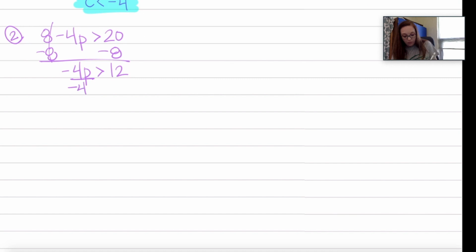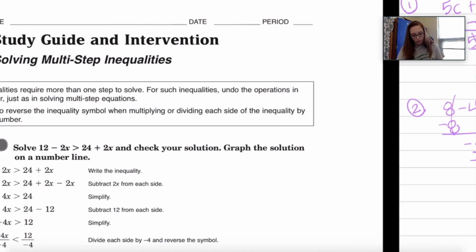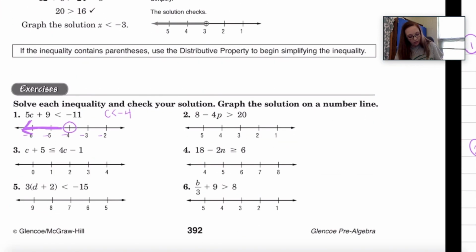Then I'd have to divide both sides by negative 4. Now, since I'm dividing both sides by a negative, my inequality symbol does flip here. So that would be less than. And 12 divided by negative 4 is negative 3. So p is less than negative 3. All right, let's go back and we'll write that solution down. p is less than negative 3.